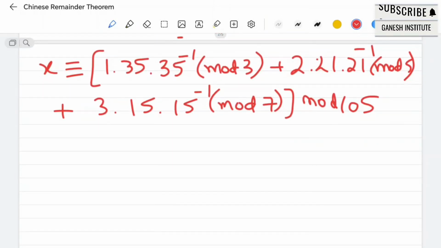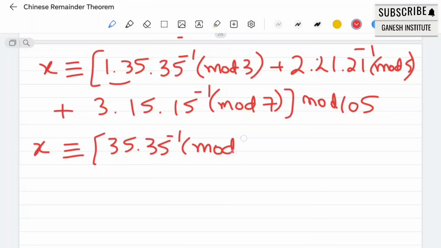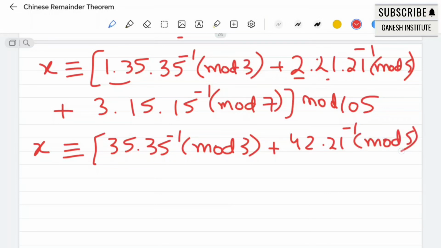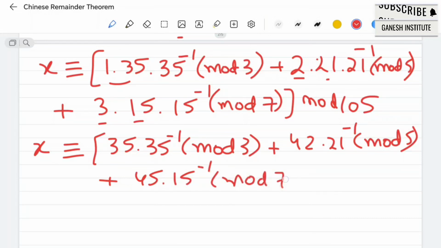Now let's simplify it a bit. 35 ones are 35 into 35 inverse mod 3. Then 2 21s are 42 into 21 inverse modulo 5. Plus 15 3s are 45 into 15 inverse modulo 7. Into mod 105, right? So good so far.